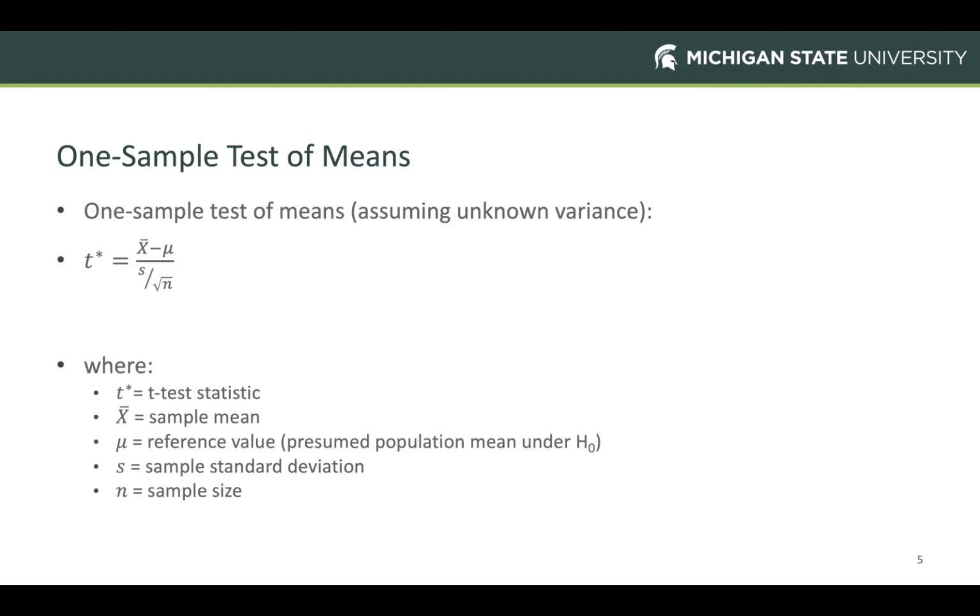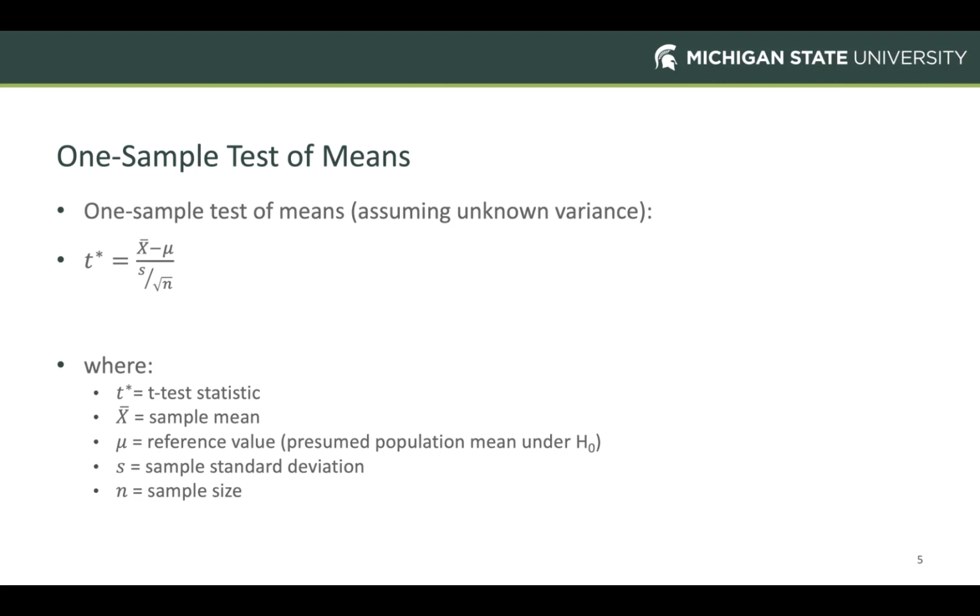And so just full definitions of those variables. Our t-test statistic is simply equal to the difference between our sample mean and some reference value of interest, that could be the mean of a population, for example, under our null. And s is the sample standard deviation based upon our data.